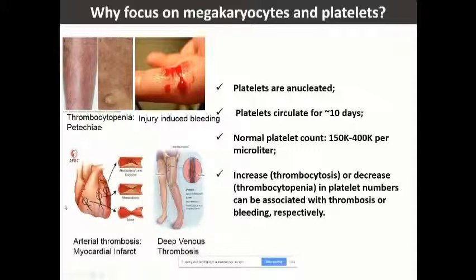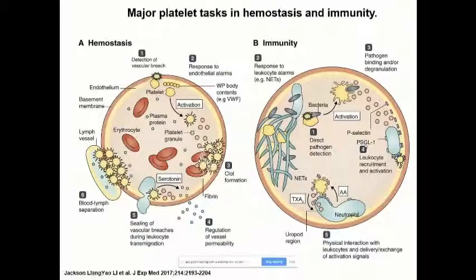And if we have an increase in platelet function or platelet numbers, we develop thrombosis. And again, we can have myocardial infarct, stroke, or deep venous thrombosis. So these are all complications if we do not maintain that steady state of platelet count. So platelets, even as anucleates, are more complicated than many people may know.